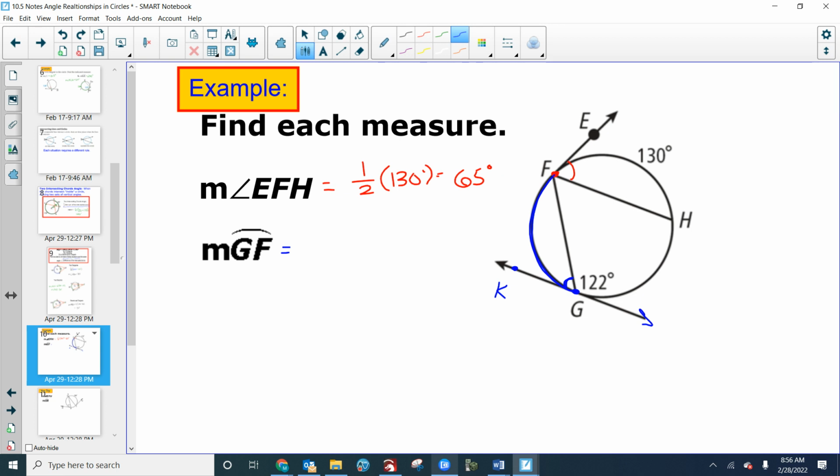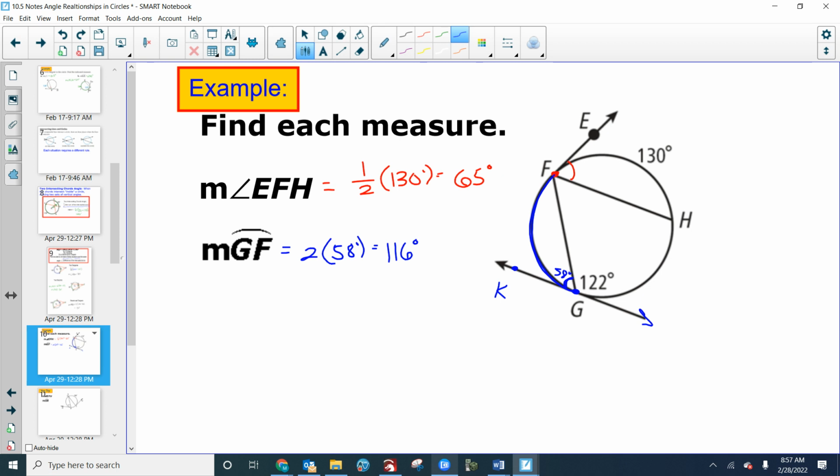How do we find this blue angle, Jared? 180 minus 122. Very good, because they're a linear pair, aren't they? Yes? All right. What is 180 minus 122? 58. Good. If this angle is 58 degrees, then the arc we're trying to find is double 58. What's double 58? 116. 116 degrees.